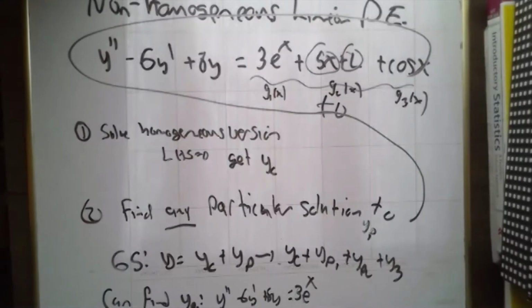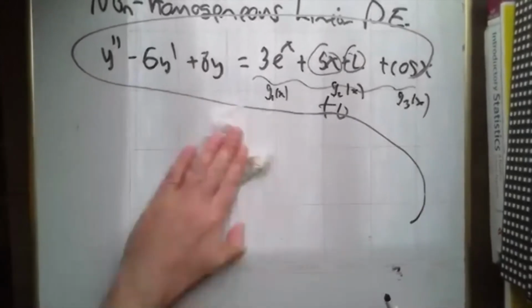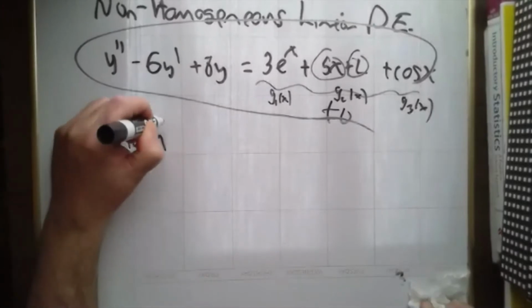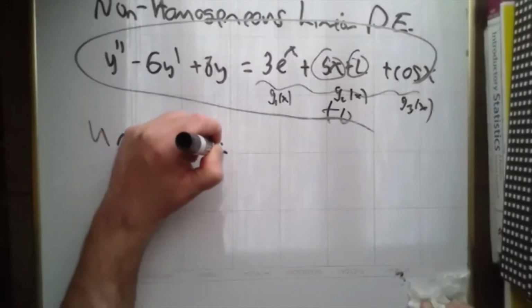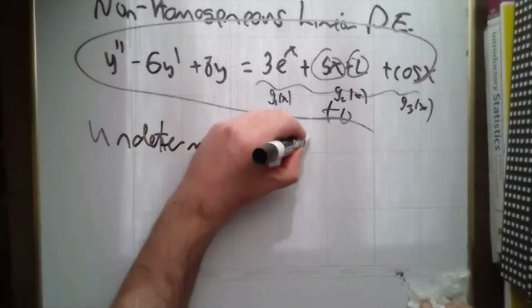Now, here's the hard part. How do we find these particular solutions? We know how to find that complementary function. We know how to solve homogeneous DEs with constant coefficients. How do we find these? We guess. It's literally guess and check. It's called undetermined coefficients.